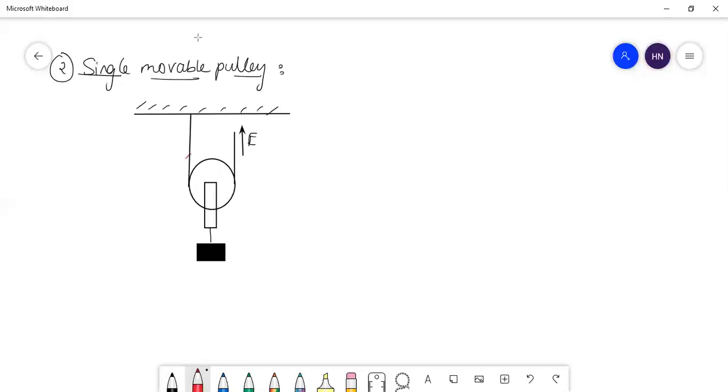If I talk about the tension, this will be your T. Here also it will be T. With respect to effort, this will be the direction of T. This is the load. Direction of load will be downward, L. Now if I try to balance the things, when I talk about effort, again, I will take a condition when the system is in equilibrium. This is the most important statement.